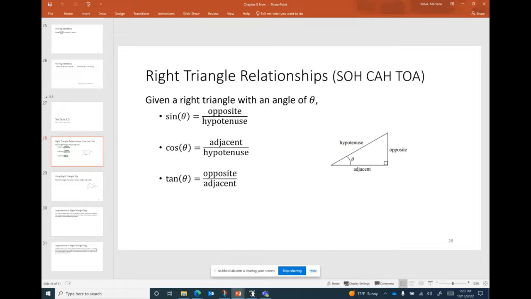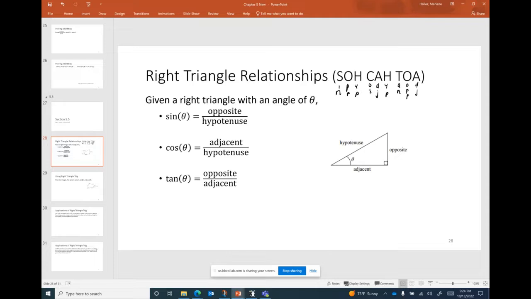All right, so this acronym SOHCAHTOA helps you remember it. Sine is opposite over hypotenuse. Cosine is adjacent over hypotenuse. I'm just abbreviating those. And then the tangent is the opposite side over the adjacent side. Anyway, it really isn't that different than what we've been looking at.